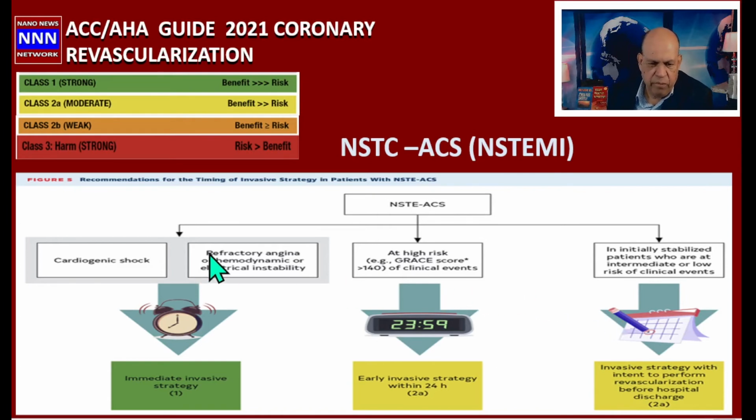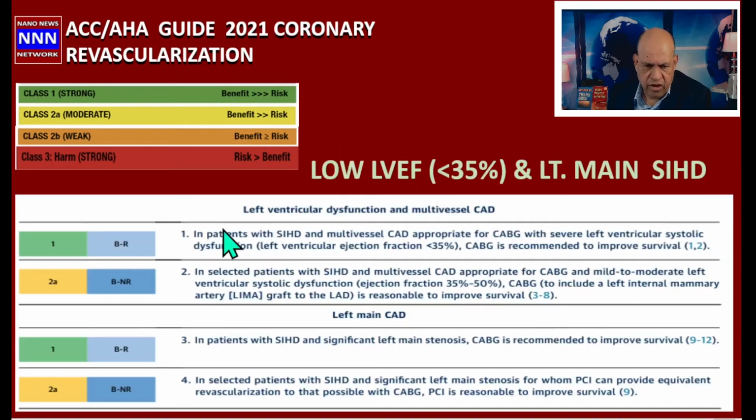So it depends upon the clinical presentation, their left ventricular function, the coronary anatomy, their pre-existing conditions, and how stable they are in terms of hemodynamics and electrical activity. Now let's talk about left ventricular dysfunction and multivessel CAD. We're talking about a group with a left ventricular ejection fraction of less than 35%, or someone who has left main coronary artery disease.